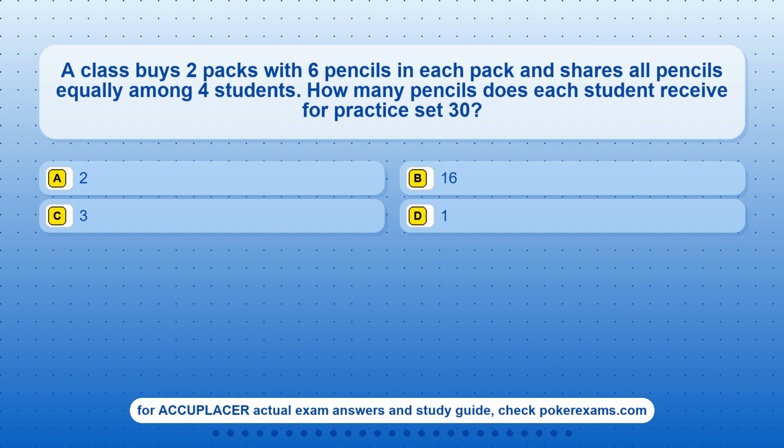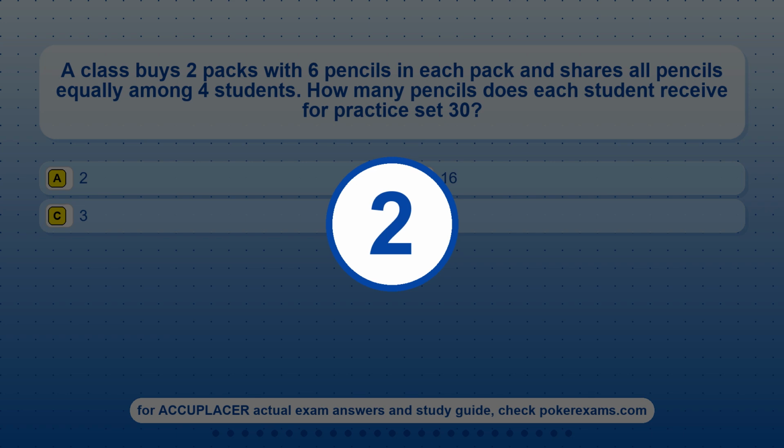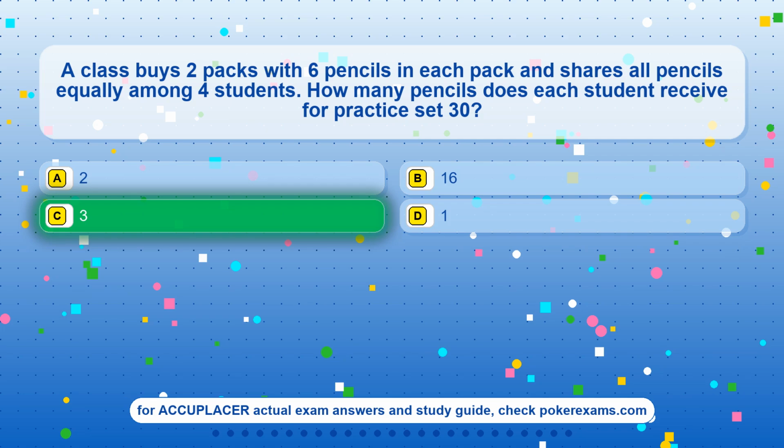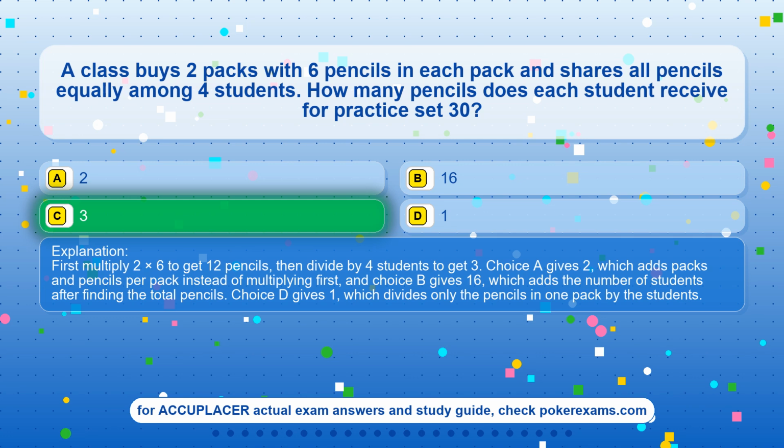Question 25. A class buys 2 packs with 6 pencils in each pack and shares all pencils equally among 4 students. How many pencils does each student receive for practice set 30? Option A 2, Option B 16, Option C 3, Option D 1. The correct answer is Option C, 3. First multiply 2 times 6 to get 12 pencils, then divide by 4 students to get 3. Choice A gives 2, which adds packs and pencils per pack instead of multiplying first, and choice B gives 16, which adds the number of students after finding the total pencils. Choice D gives 1, which divides only the pencils in one pack by the students.